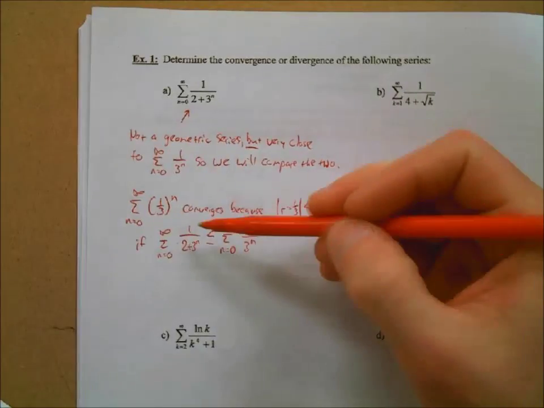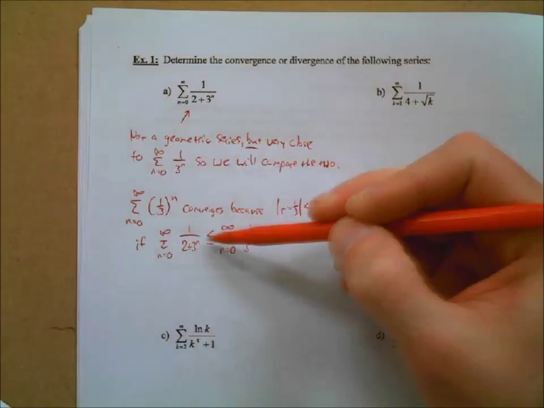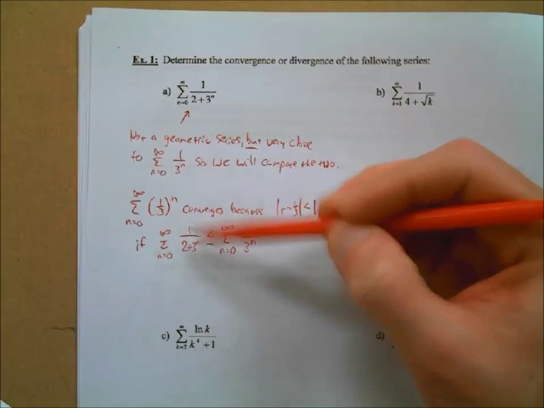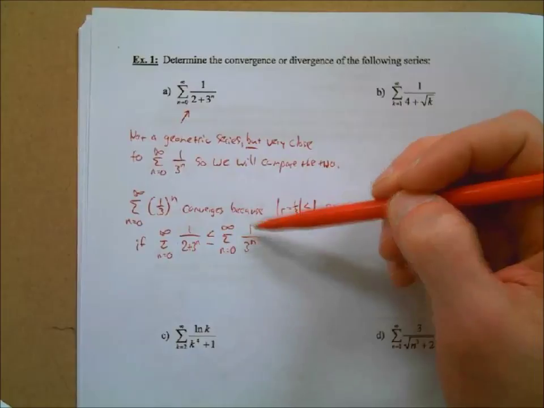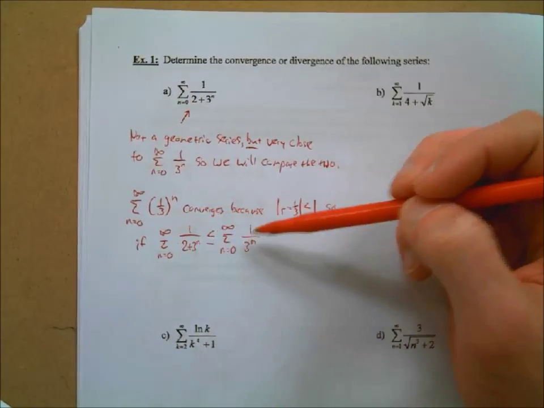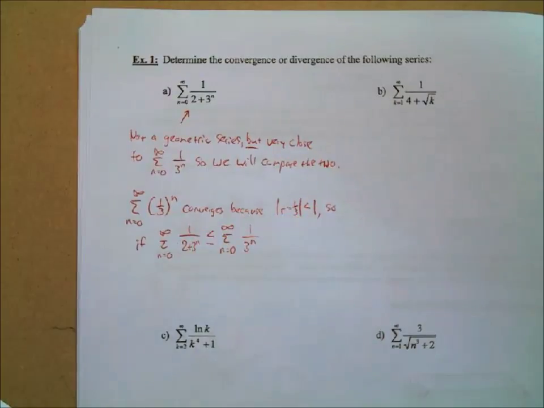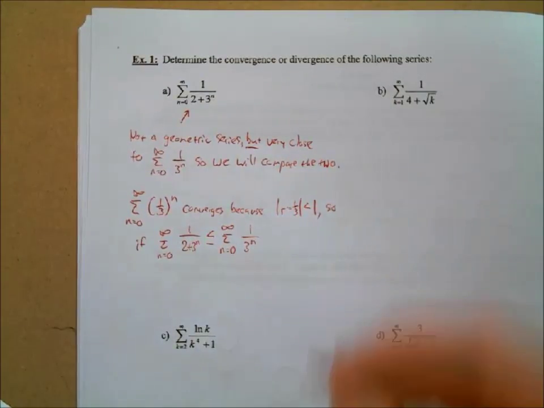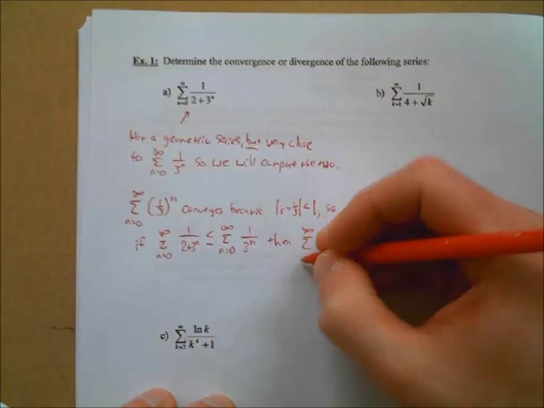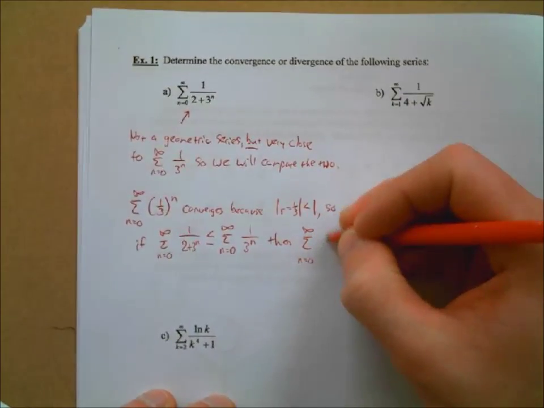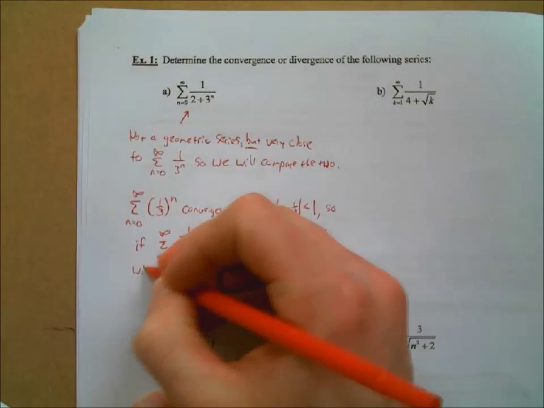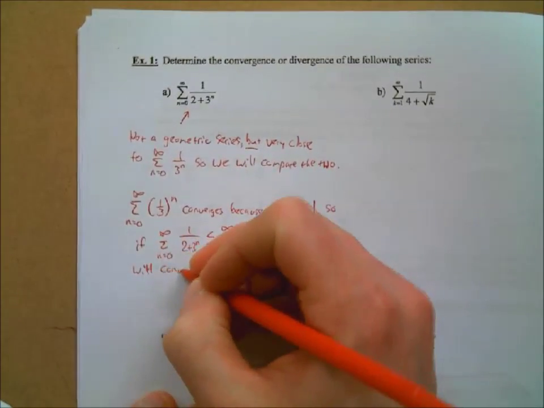If we can show that our original series is always less than or equal to a series that we know converges, then this thing must also converge. Okay, right? We already showed this converges. If we can just show that this is always less than or equal to this, we know it will converge as well. Okay, and I'll say that too. Then the sum from n equals 0 of 1 over 2 plus 3 to the n will converge to.